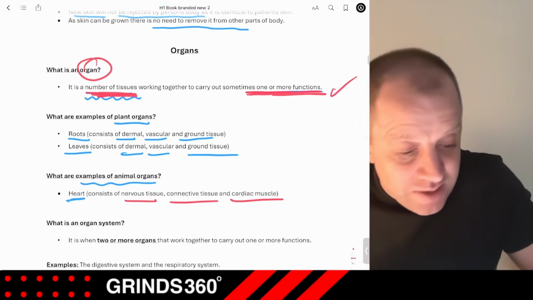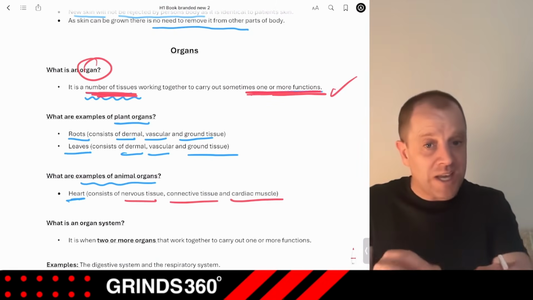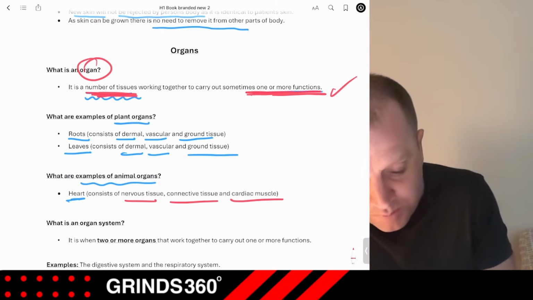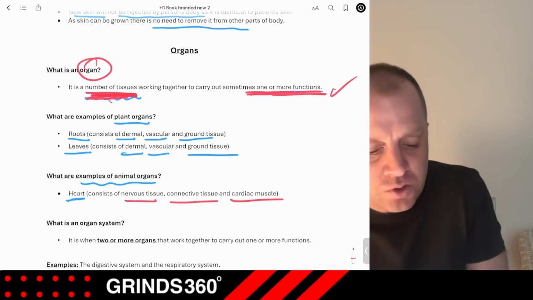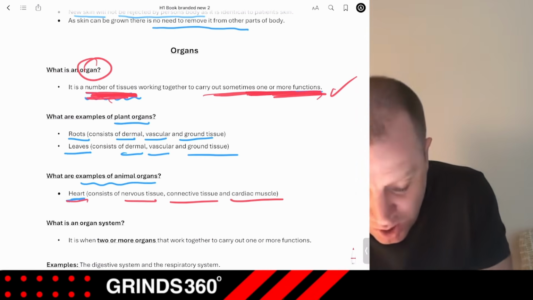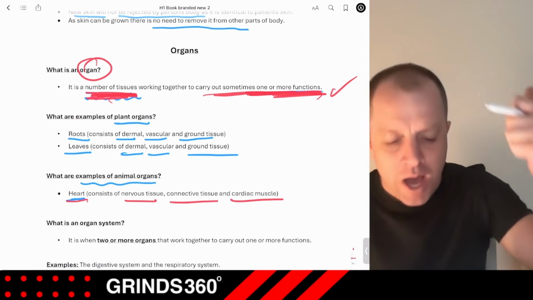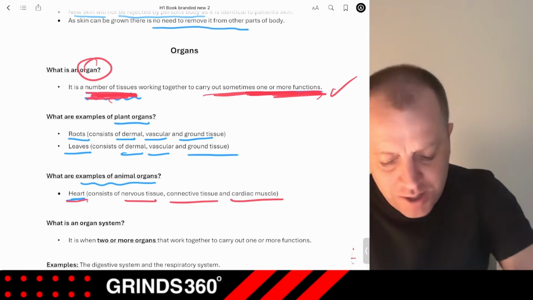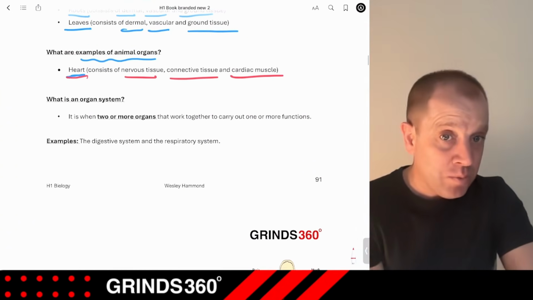A lot of people just learn that definition, but then they can't apply it to what we're saying. If the heart is an organ, that means it's made up of a number of tissues working together to carry out one or more functions. And you see there, the heart is made up of nervous tissue, connective tissue, and cardiac muscle tissue. Okay, that's what we need to know about that.